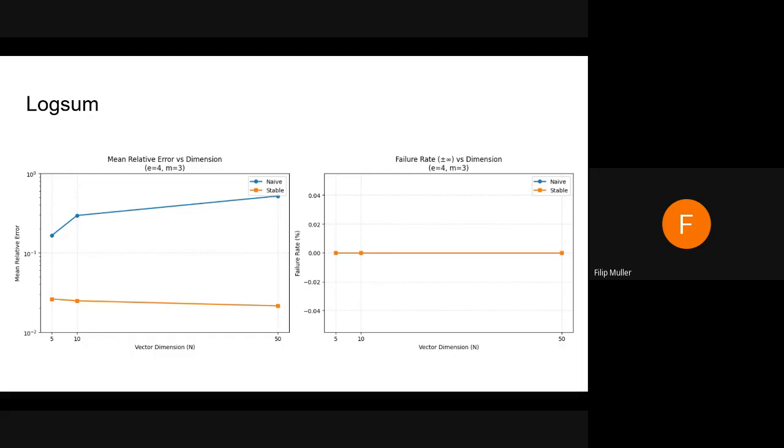Right. And then for the log sum, we saw massive differences between the naive implementation and the stable one. You can see that for the naive implementation, the error, I think it was almost like 0.7 when the vector had 50 numbers. And the stable one, so this is logarithmic scale, right? The stable one was around 2%. So that was a big difference. And the failure rate, actually, we didn't observe any failure. Failure is when you go over the range.